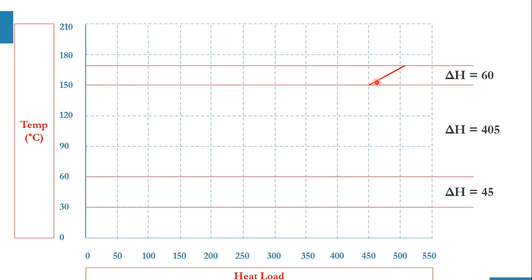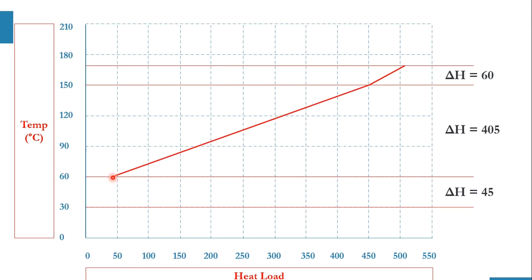You have to remain within the interval of 170 to 150 degree centigrade with initial heat load as 510 and final heat load as 450. When you subtract this, it is 60. Now from 450, you minus 405, what will it be? 45, which will come around here and it should stay within the interval. So as you can see, it is 45.